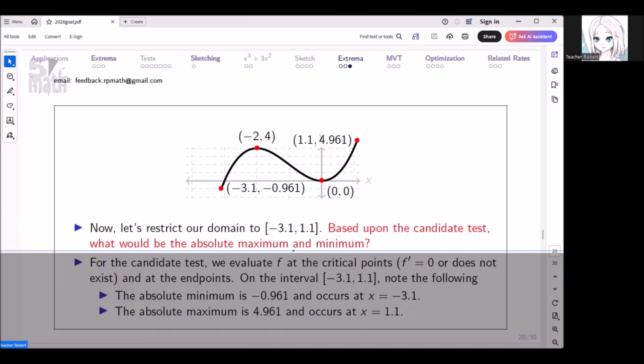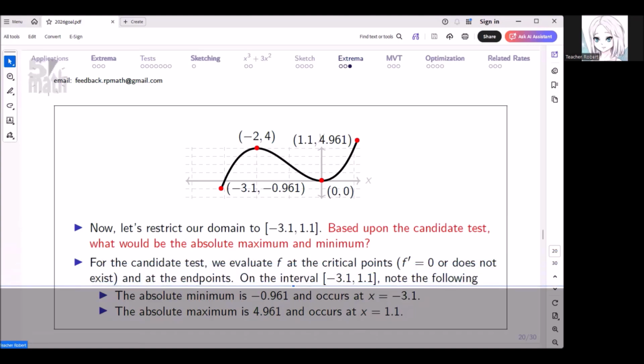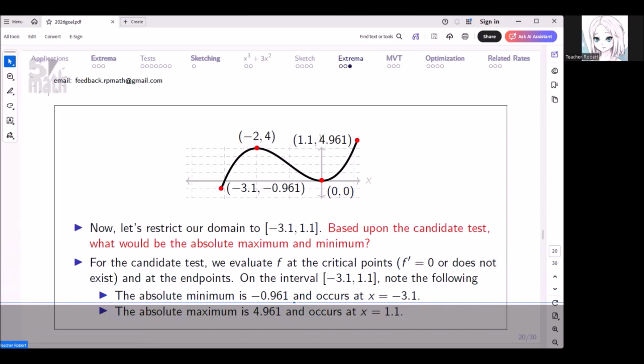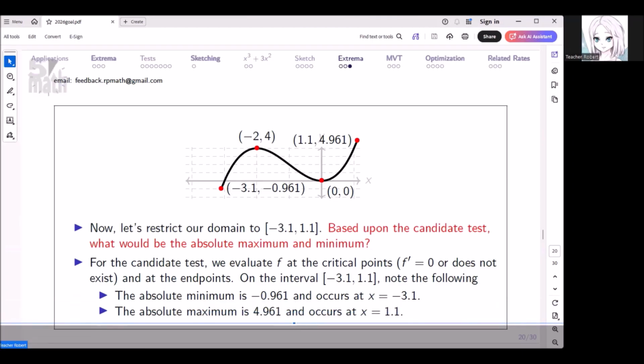Now, let's restrict our domain to negative 3.1, 1.1. Based upon the candidate test, what would be the absolute maximum and minimum? For the candidate test, we evaluate f at the critical points, where f prime equals 0 or does not exist, and at the endpoints. On the interval negative 3.1 to 1.1, note the following. The absolute minimum is this and occurs at x equals minus 3.1. The absolute maximum is this and occurs at x equals 1.1.